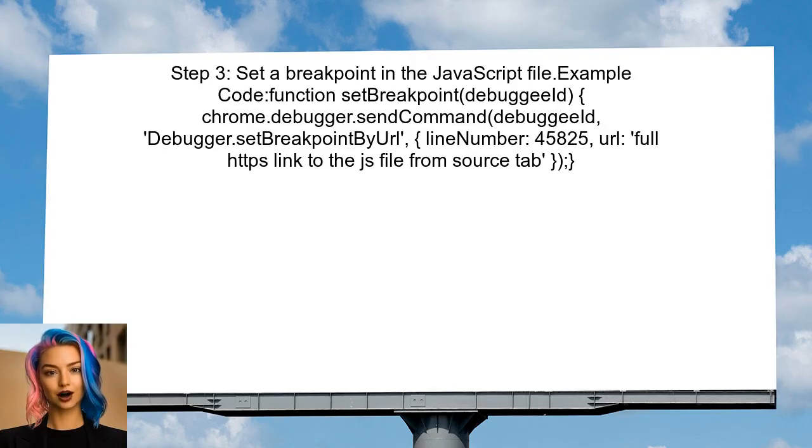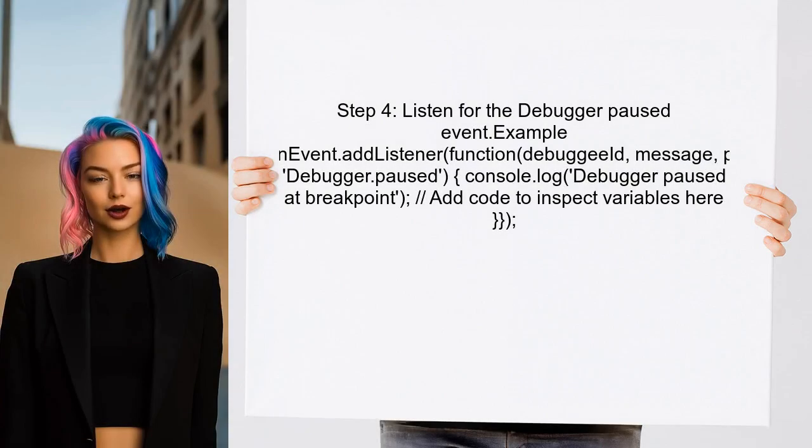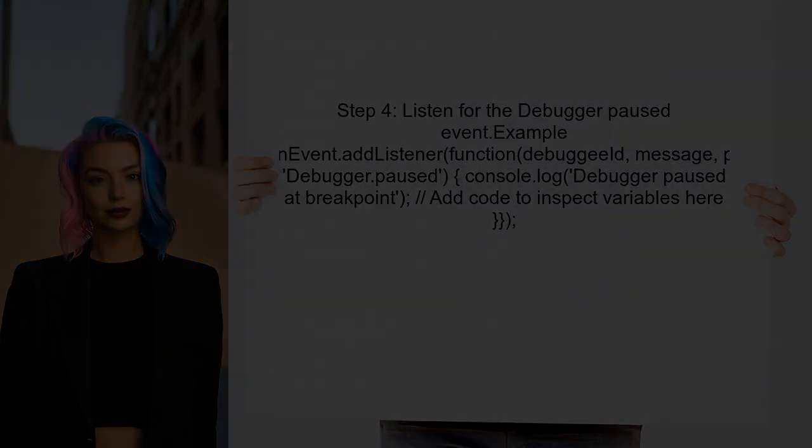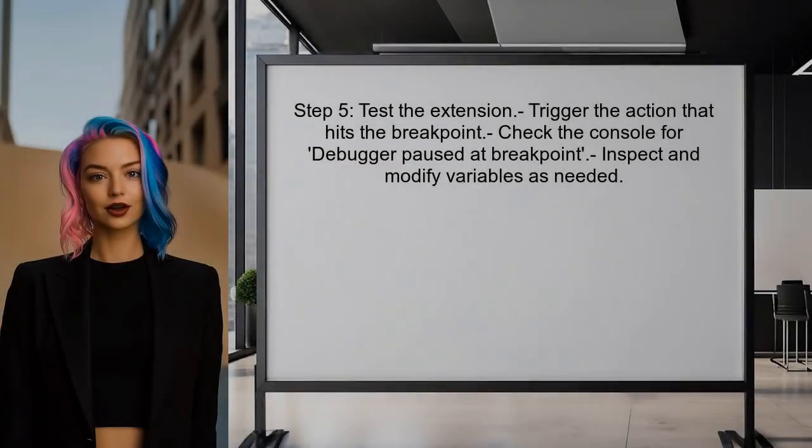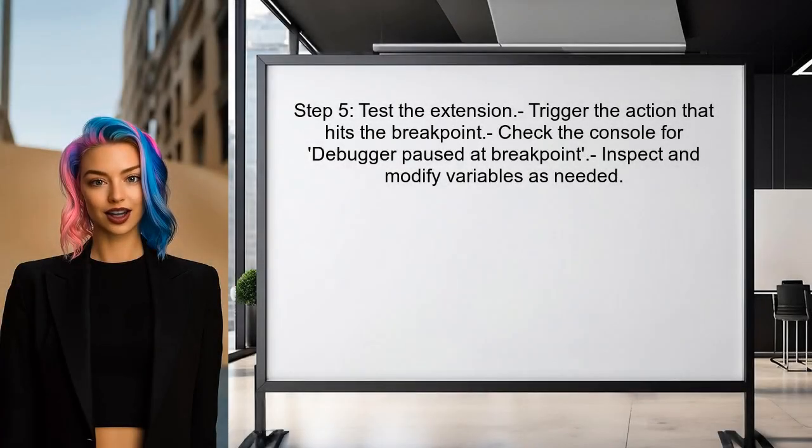This can be done using the debugger.setBreakpointByURL command. Once the breakpoint is set, the user can listen for the debugger.paused event. This event will trigger when the breakpoint is hit, allowing the user to inspect variables and change values. Finally, the user should test the extension to ensure that the breakpoints are working as expected. They can do this by triggering the action that leads to the breakpoint.